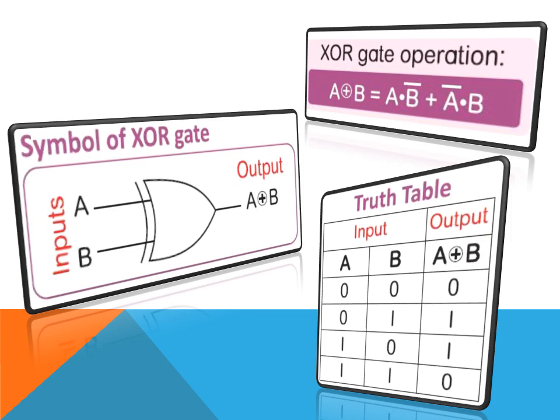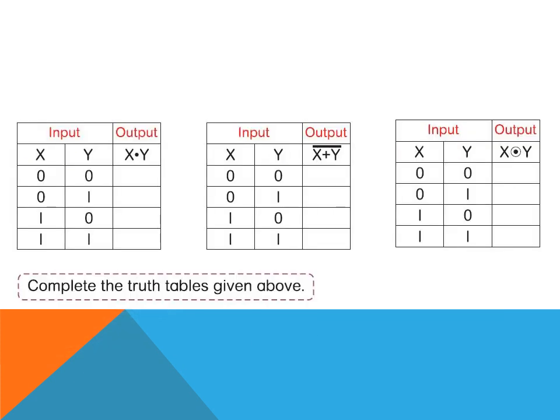Now let us move on. Complete the truth tables given above. So pause the video, note down the tables and try to solve this yourself. Of course, the third table we have not discussed yet. After this part, we will be discussing that part of the chapter. Then you will understand what the third table, that means the rightmost table on the screen right now, means. So pause the video, note down the tables and try to solve the first and the second table by yourself.